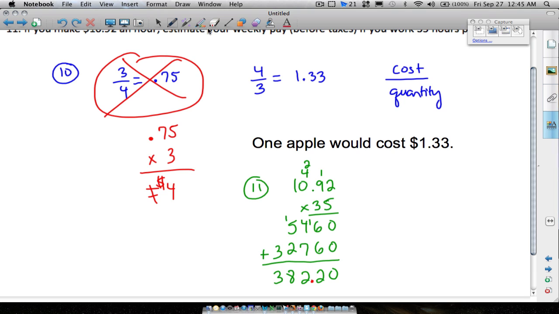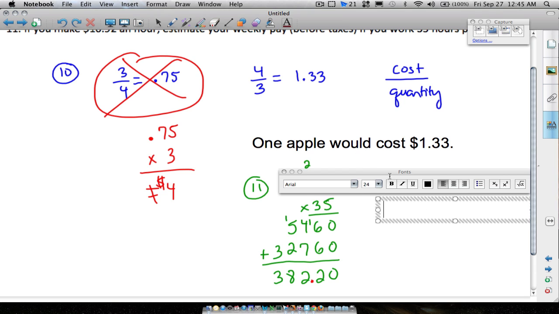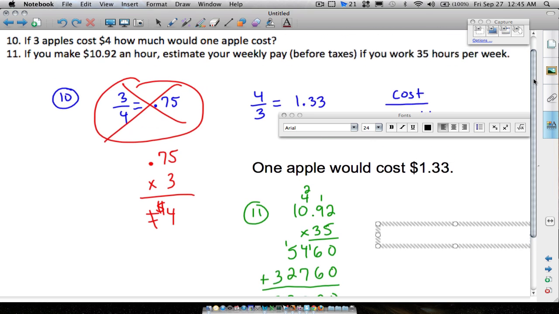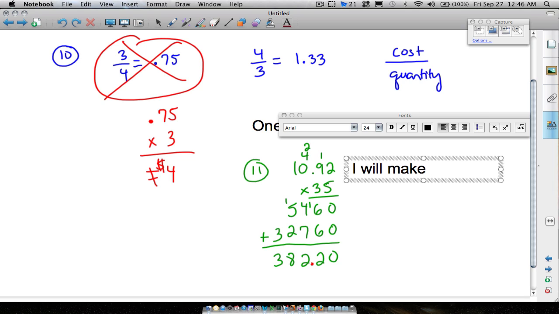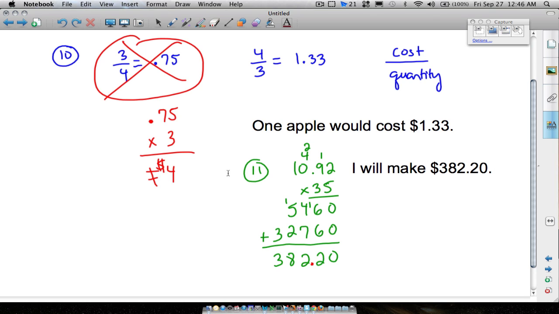So how much are we going to make? This is before taxes. It's not we, it's you. So let's say I will make $382.20. And now, like I said, you don't have to show all that. That's why I kind of zoomed through it. If you want to show it, that's fine with me.